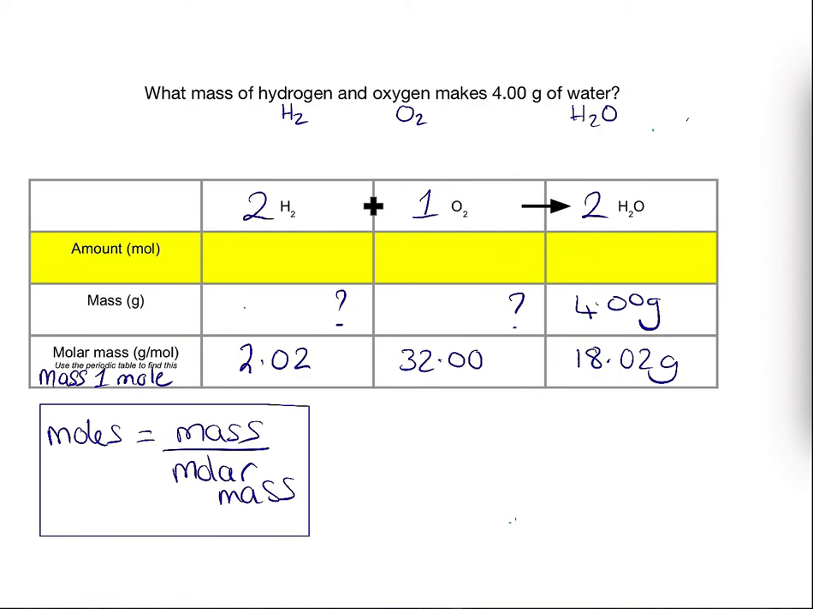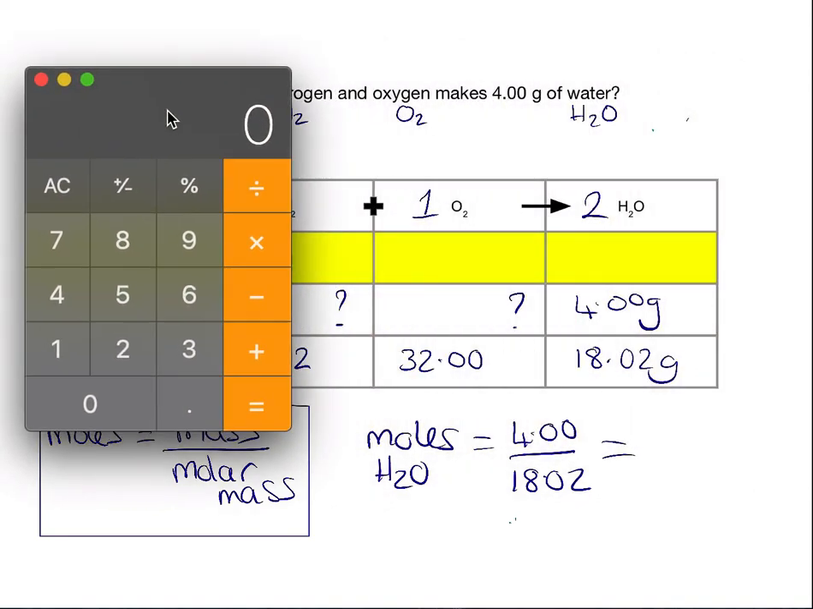So we've got 2 bits of information here, 4 grams and 18.02, which is the molar mass. And using this equation over here, mass divided by molar mass, we can turn that into moles and put it in that space there. So let's go ahead and do that now as a calculation. We're going to work out the moles of H2O. That's mass over molar mass. So the mass is 4.00, the molar mass is 18.02. And when we work that out, let's try this over here.